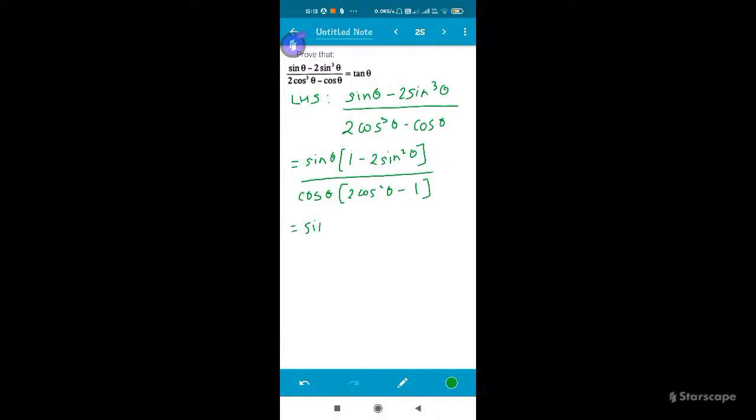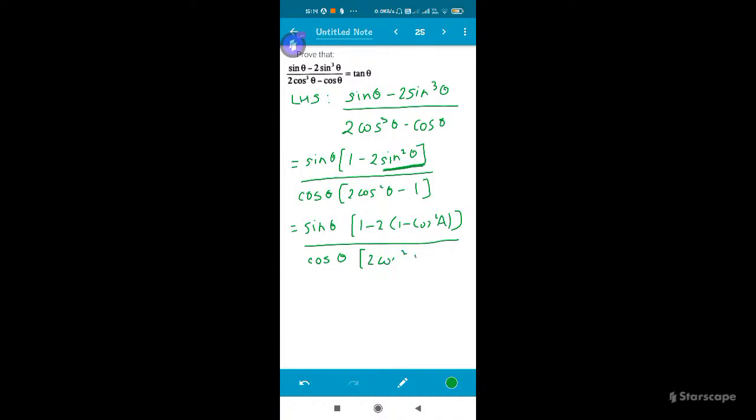So I'll keep everything as it is. Let me do one thing. I can take this sine square theta as 1 minus cos square theta. So I can write it like this, 2 bracket 1 minus cos square theta. Simply I am using the square relation in order to write sine square theta as 1 minus cos square theta. And I'm going to keep the denominator as it is. Let us see if it yields us the RHS.